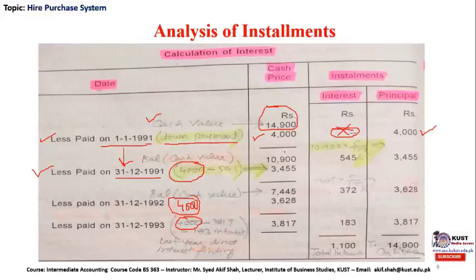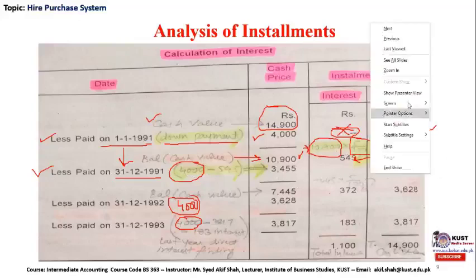For that purpose, you have to see the remaining or outstanding cash value balance. Since the cash value was 14,900 and the 4,000 first down payment needs to be subtracted from this amount, the remaining amount is 10,900. We have to multiply the interest on the outstanding balance, which is 10,900, at the rate of 5%. So 5 divided by 100 will give you 545 as the interest payment in this 4,000 installment.